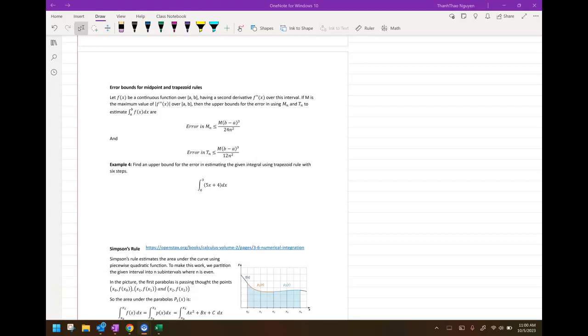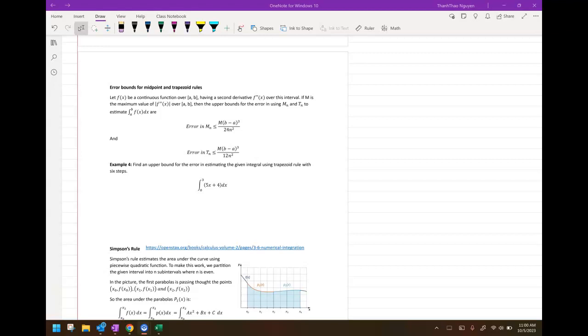Now, I'm not going to prove this formula because it's outside the scope of this class, but you can look it up if you're interested in it. Find an upper bound for the error and estimate the given integral using the trapezoid rule with 6 steps. Okay.